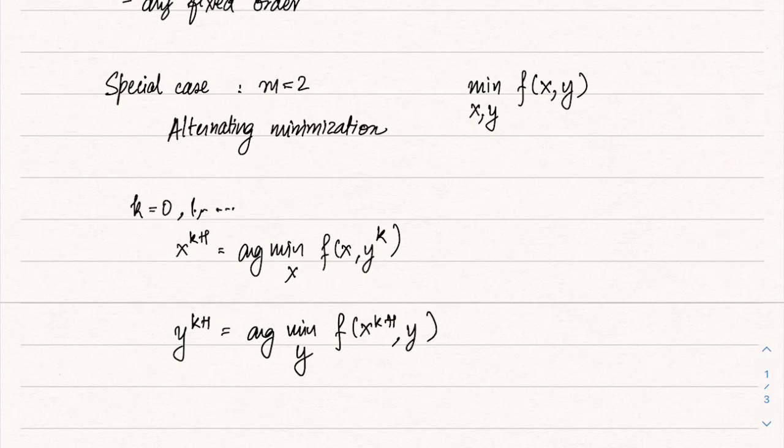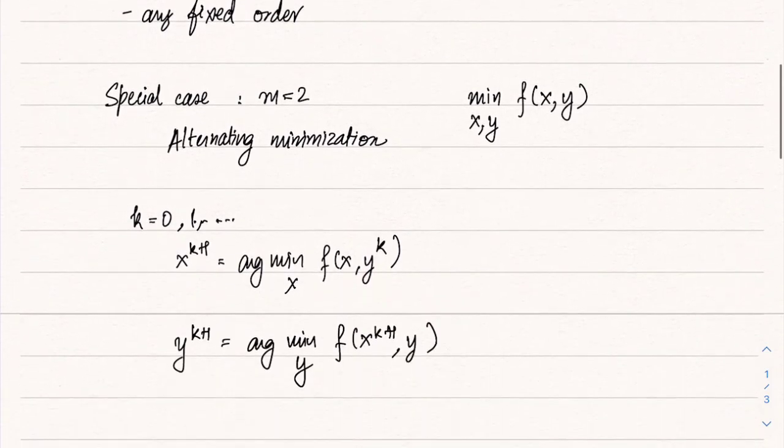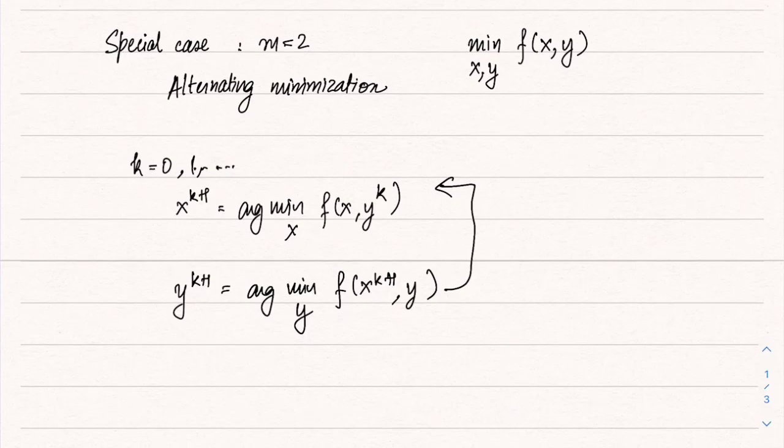So really this algorithm is the same as the BCD algorithm, just for the case of m equal to 2. So basically after this step we again go to this step. So this is what alternating minimization is, and a very popular example of this is the expectation maximization algorithm.